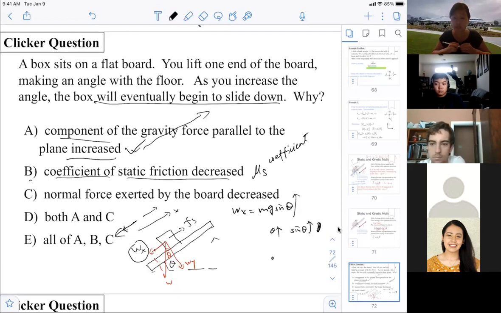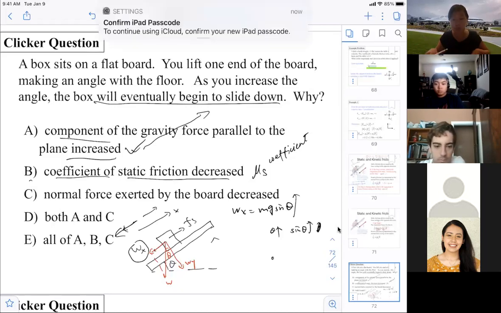What is the meaning of this physics quantity? It represents how rough your surface is. It is an intrinsic property belonging to the box and the surface it's sitting on. So by lifting up my flat board, did I change the surface? Did I smooth it up? Did I put sandpaper on it? I didn't do any of that, right?